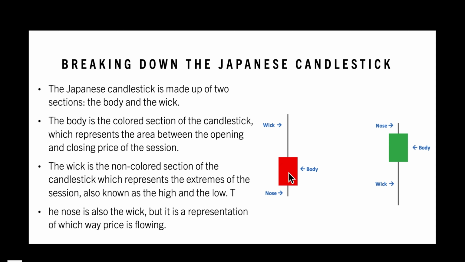I like to stick to green and red because that's the simplest way to teach: to always have bearish as red and bullish as green. And the wick is the non-color section of the candlestick, which represents the extremes of the session, also known as the highs and the lows.